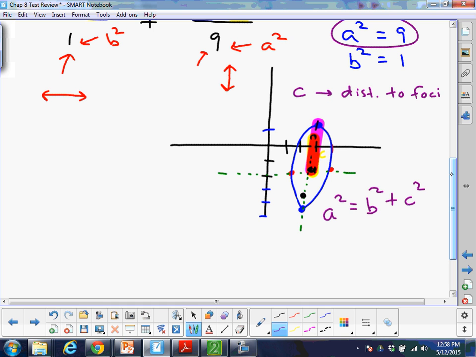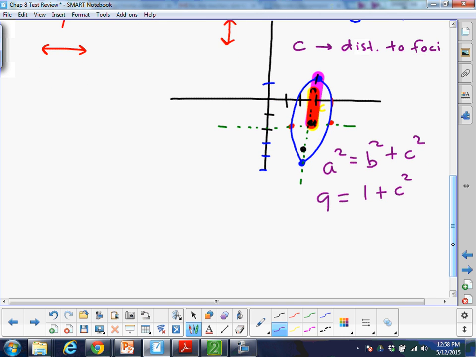So A squared is 9, B squared is 1, we don't know c squared. We're going to subtract the 1 from both sides and get 8 equals c squared, so the square root of 8 equals c. And if I remember correctly, that number's around 2.8. Let me just check real quick on a calculator. The square root of 8, I know it's a little less than 3. Yeah, about 2.8 roughly. So that's the distance from the center for our foci.